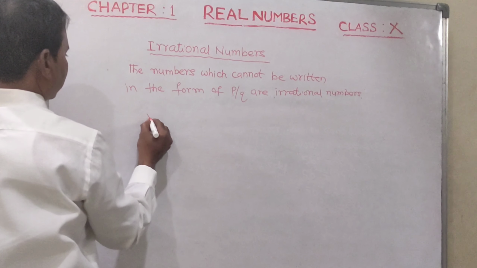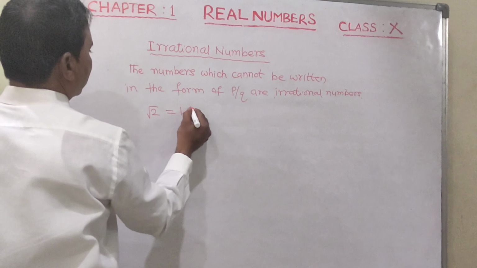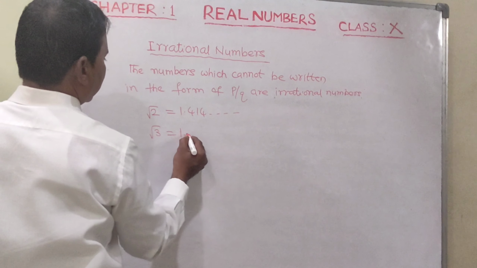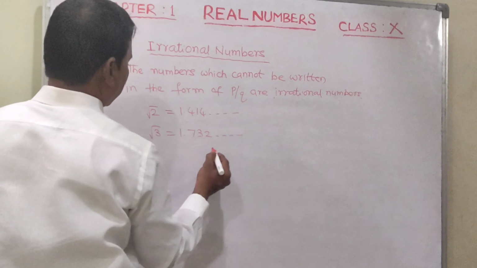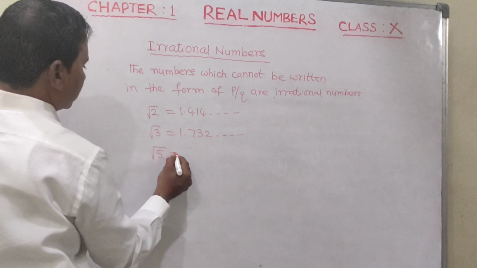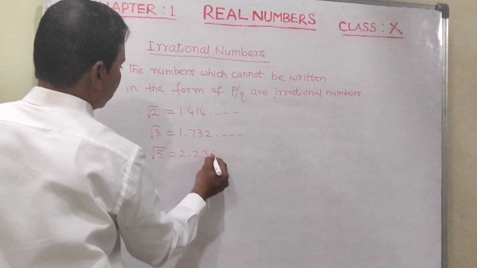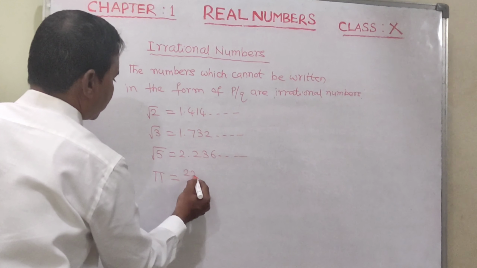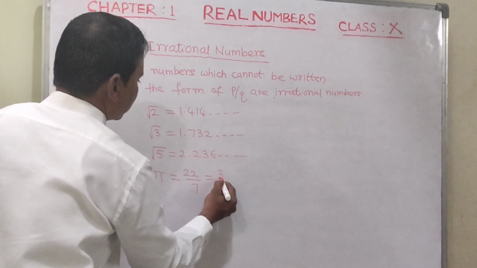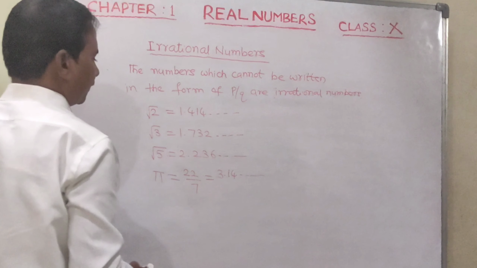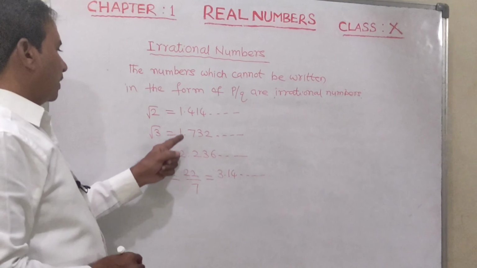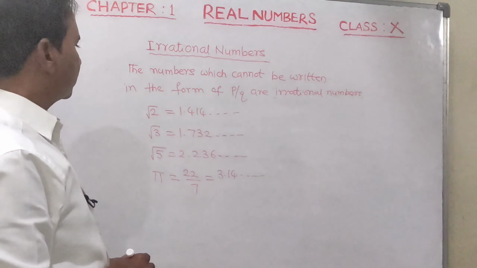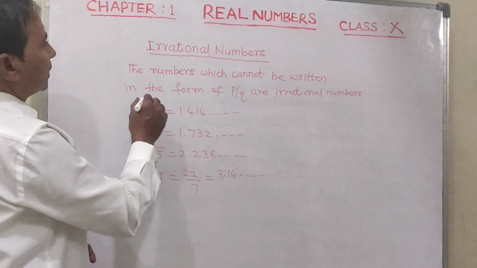If you take some examples, root 2 is 1.414 and so on. Root 3 is 1.732 and so on. You will get the root 5 value as 2.236 and so on, and the pi value, which is 22 by 7, equals 3.14 and so on. In all these cases these values cannot be written in the form of p by q, so these are called irrational numbers. Okay, this is the introduction of irrational numbers.